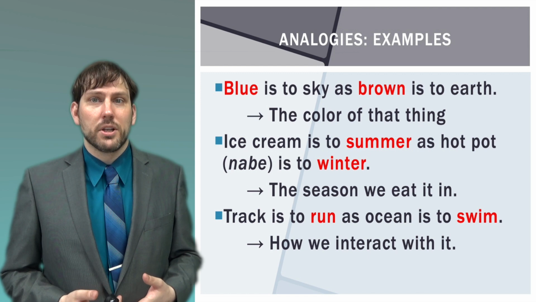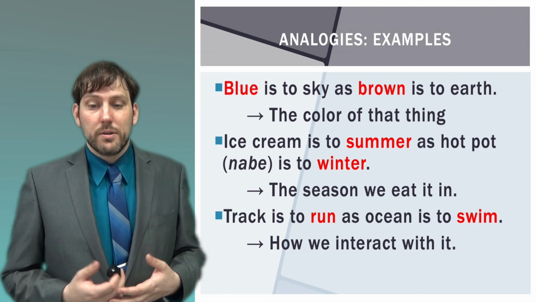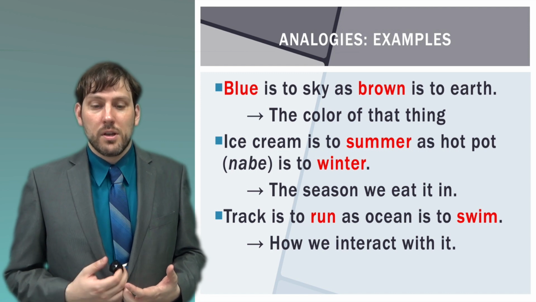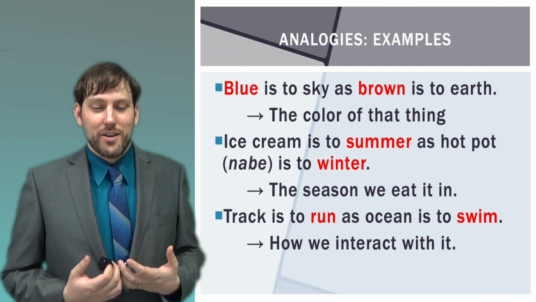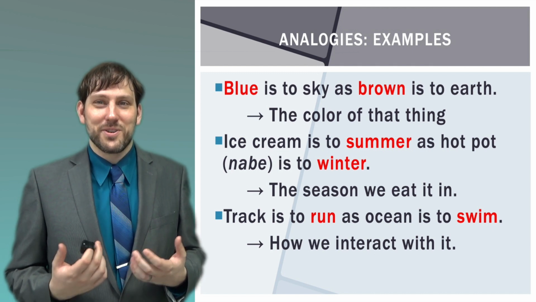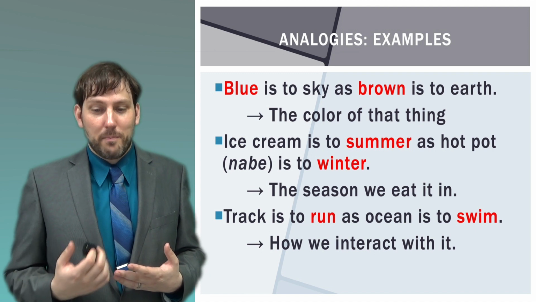So here are some sample analogies, which I think you'll be able to grasp what I'm referring to. Blue is to sky as brown is to earth. Ice cream is to summer as hot pot is to winter. Track is to run as ocean is to swim. So in this case, ice cream is to summer as hot pot is to winter.